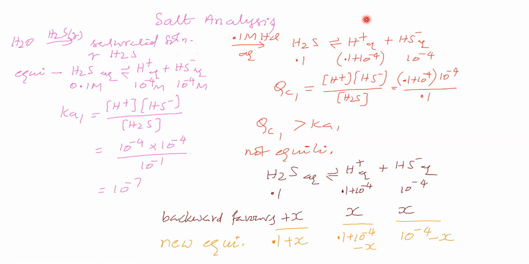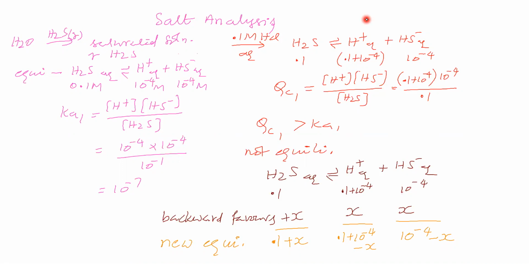Before adding HCl, in the saturated solution of H2S, there is a certain concentration of HS minus. Now compare the concentration of HS minus here and here. So what happens to the concentration of HS minus due to the addition of HCl? Think about that.